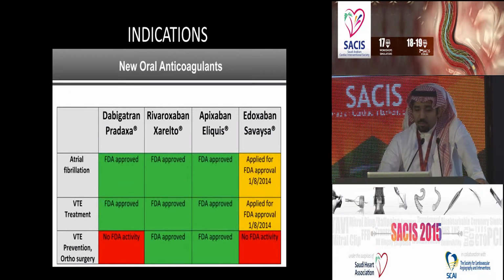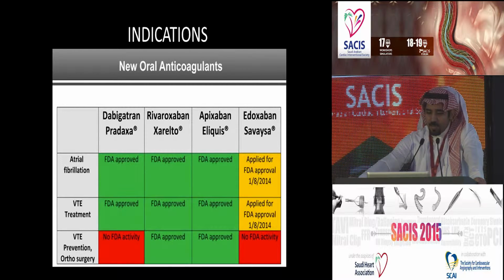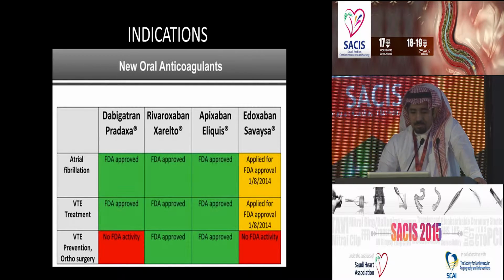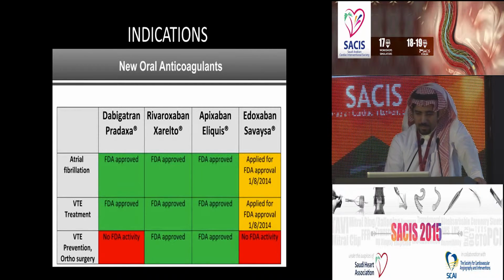What were they indicated for? So far, they're indicated for two main indications: non-valvular AFib and VTE-PE, venous thromboembolic diseases. And you can see which one is FDA approved and which one isn't. Dabigatran, rivaroxaban, apixaban, and edoxaban.